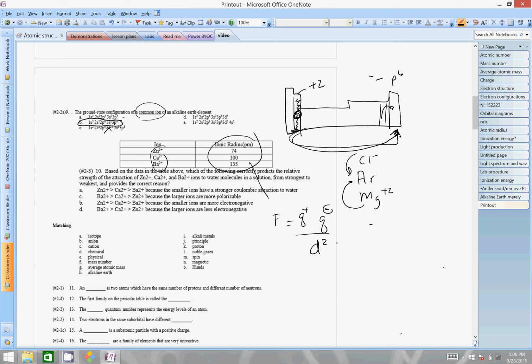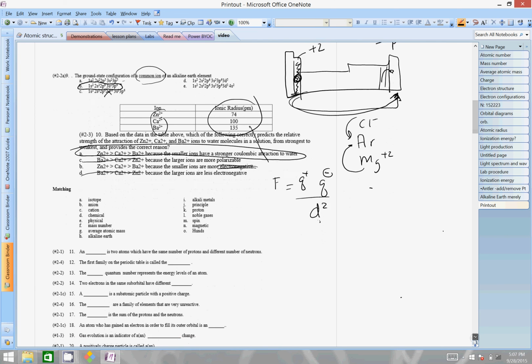Okay, so we want to go with the biggest attraction is the smallest one. So zinc is on top, and then barium's on the bottom. Zinc on top, barium on the bottom. So these two are out. And so A says, because the smaller ions have stronger Coulomb attractions to water, and because the smaller ions are more electronegative. We really haven't talked about that, so it's just nonsense. And A is pretty good, pretty well written.